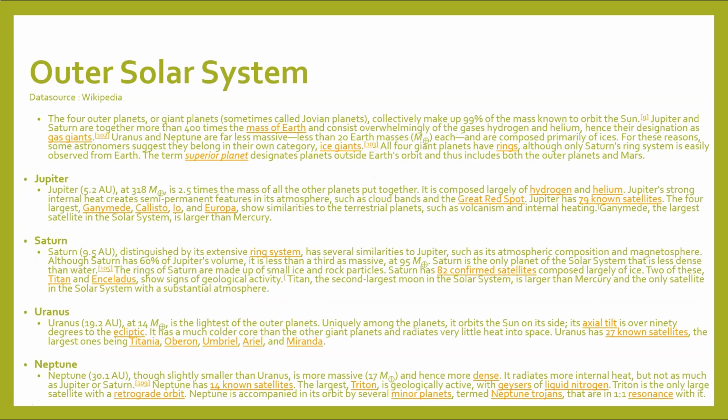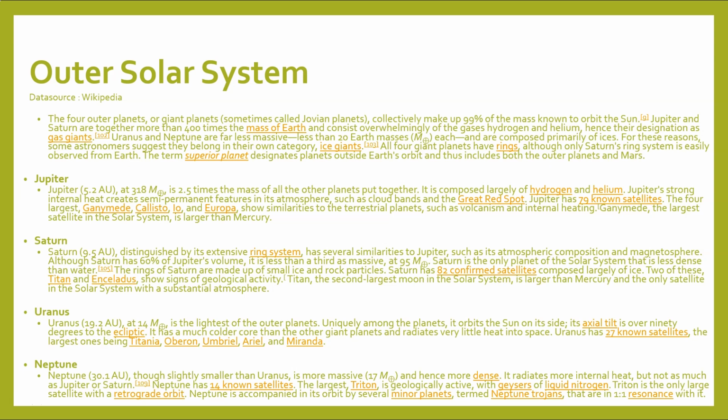So let's talk about the outer solar system. The 4 outer planets, or the giant planets, sometimes called the Jovian planets, collectively make up 99% of the mass known to orbit the Sun. Jupiter and Saturn are together more than 400 times the mass of Earth and consist overwhelmingly of the gases hydrogen and helium, hence the designation as gas giants.